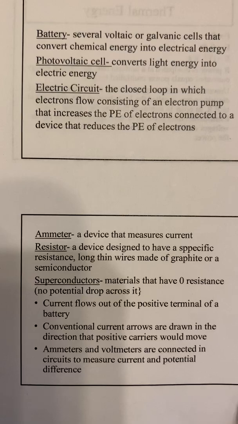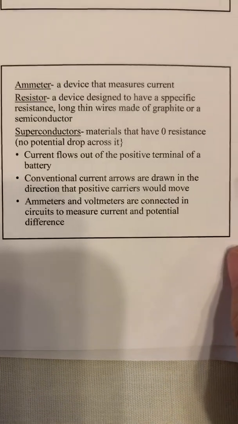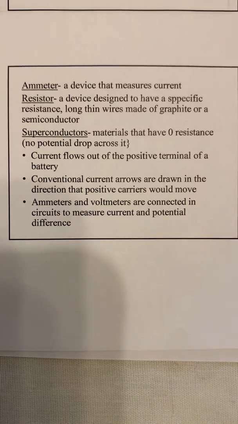An ammeter. It's a specific device that measures current. It would be placed, I believe, in series, to find out how much current is going across the circuit. A resistor is a device that's designed to have a specific resistance. They're usually long, thin wires made of graphite or a semiconductor.